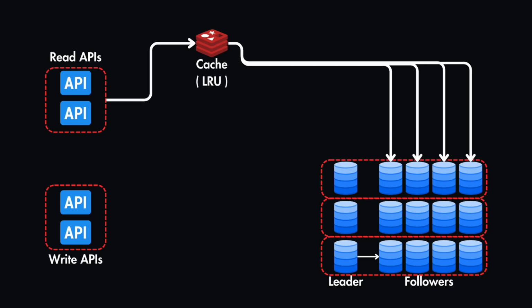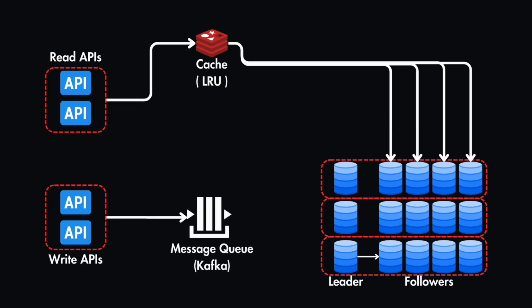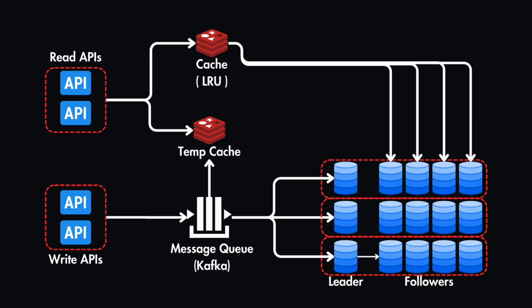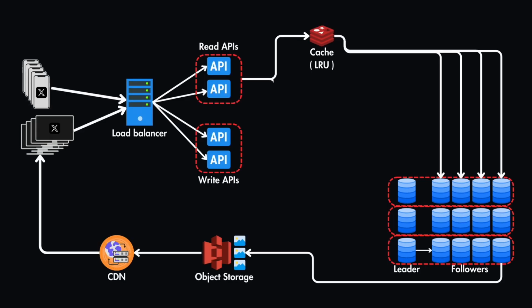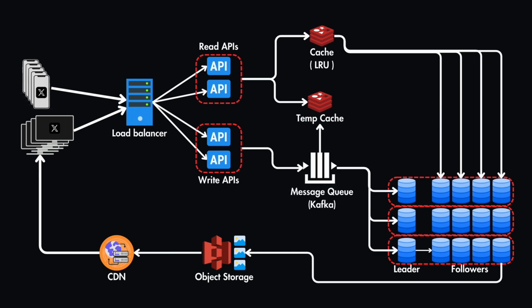And finally, let's also talk about handling the peak load of our current system. To manage the peak traffic, we can introduce a message queue, something like Kafka. So when a user creates a tweet, the API server will publish a message to this message queue, and we can have a temporary cache where we store a copy of this tweet while it's being written to the database. And during that time, the users can read this tweet from the temporary cache. And once the tweet is written in our database, it will also be added to our LRU cache, and we can remove it from the temporary cache. And this will be the final look of our high-level architecture.